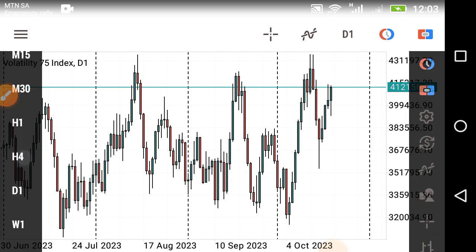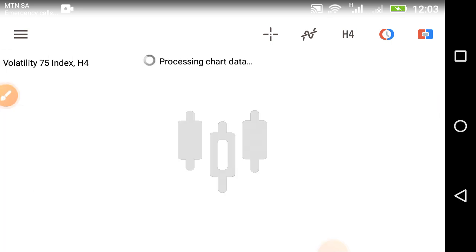From here, let's head down to the H4 chart and let's have a look. H4 chart, just bear with me, guys.